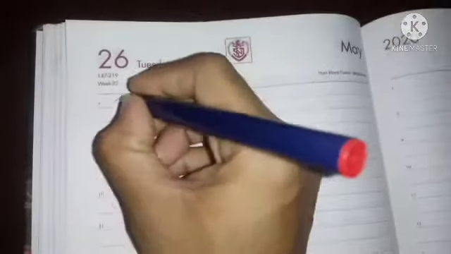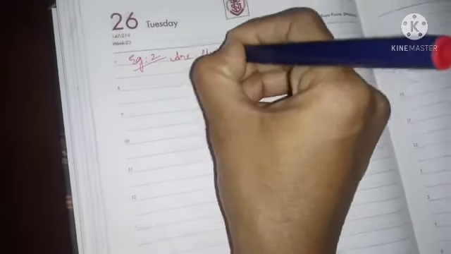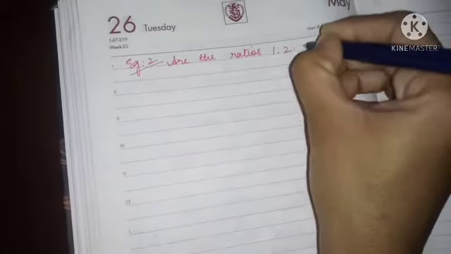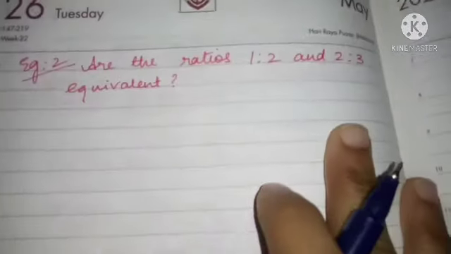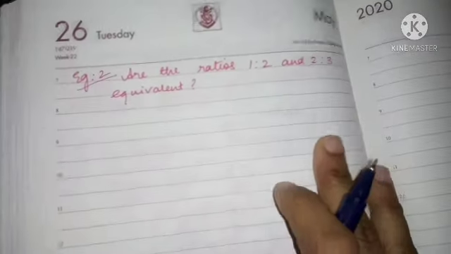Example number 2. Equivalent ratios. So you know what is meant by equivalent fractions, right? Multiplying or dividing by the same number, you will get the equivalent fractions. The same thing applies for equivalent ratios. So they are asking, are the ratios 1 is to 2 and 2 is to 3 equivalent? Whether they are the same.